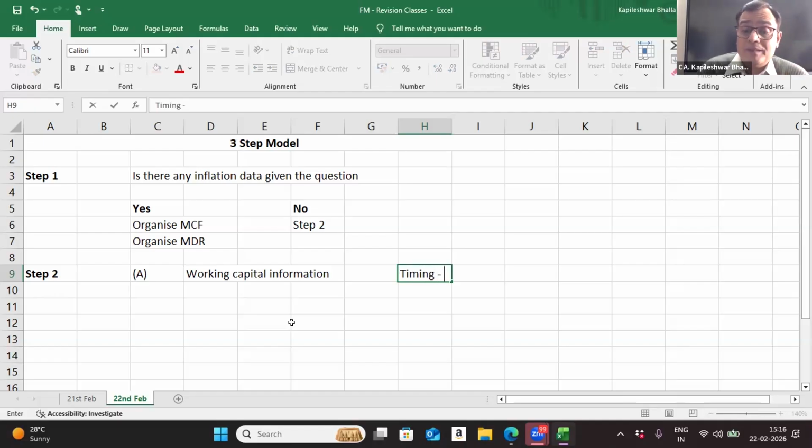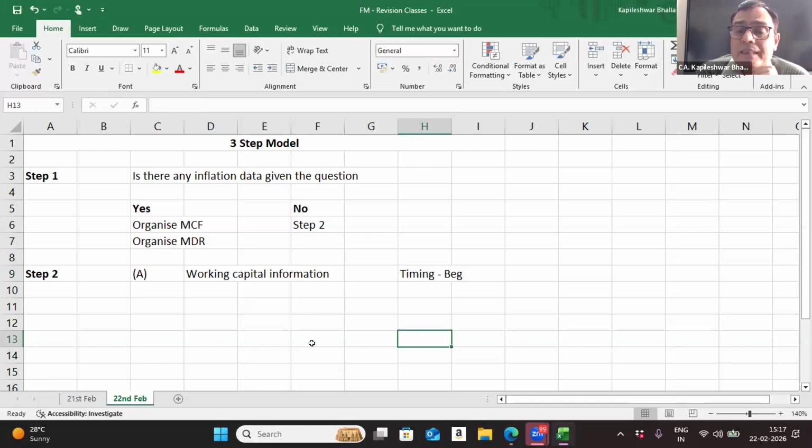And that's right. It is always considered to be the beginning of each year, unless mentioned otherwise. We need to assume that working capital is introduced at the beginning of the year. And do we assume 100% recovery? Because working capital which is introduced at the beginning of the project, can I say there will be 100% recovery at the end of the project?